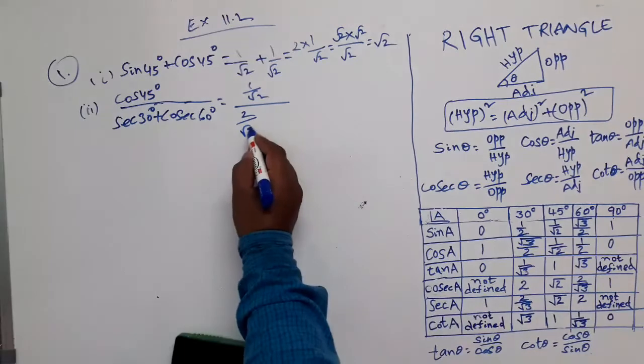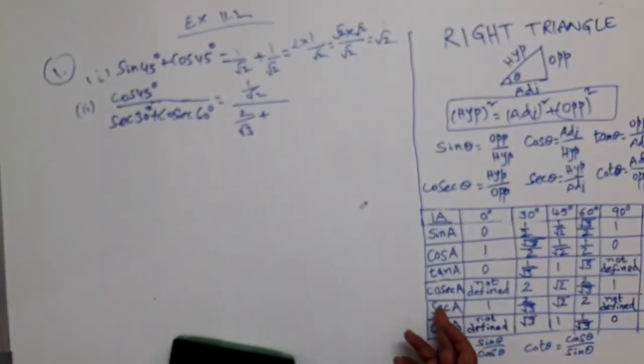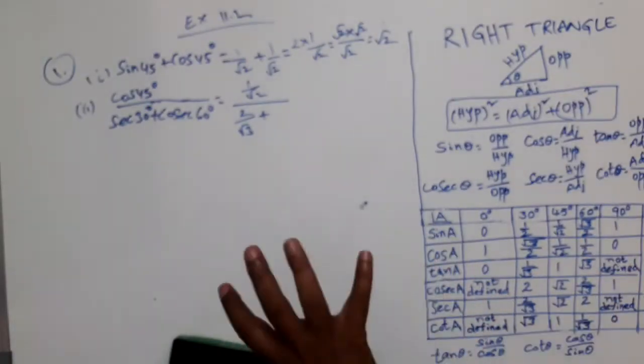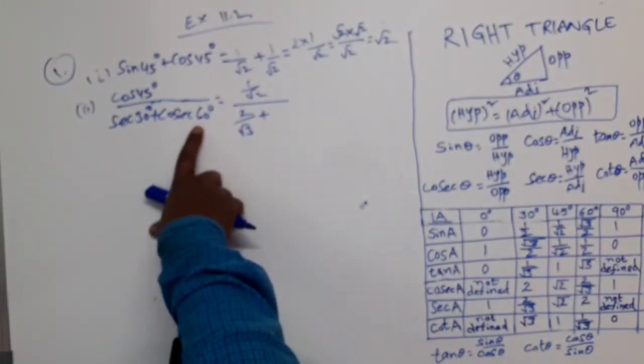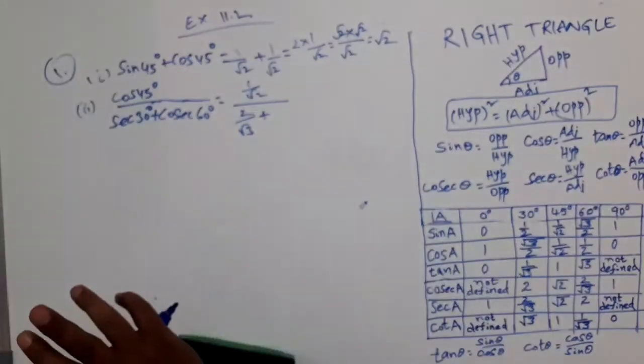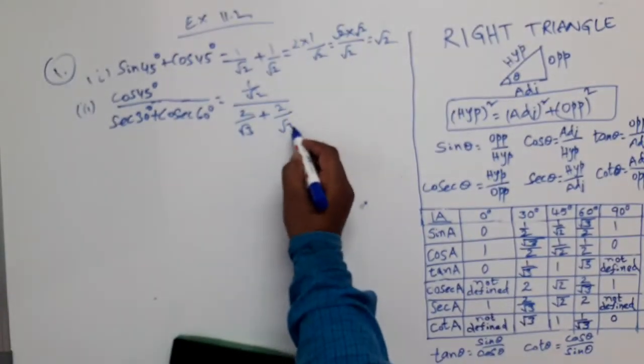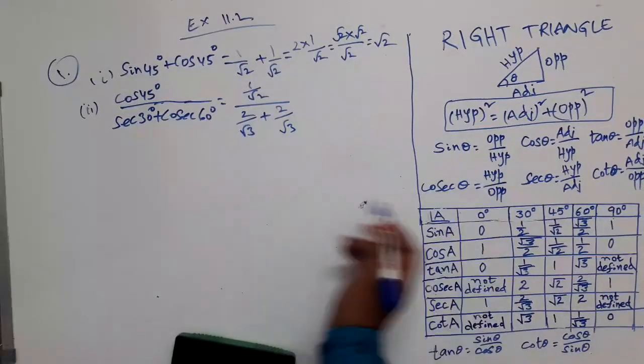Cos 45 degrees is 1 by root 2, divided by secant 30 degrees, just now we have seen 2 by root 3, plus cosecant 60 degrees. Cosec 60 degrees, what is it? 2 by root 3. How will you remember? I will tell you how I have remembered. Cosecant is the reciprocal of sin. Sin 60 degrees is root 3 by 2, and the reciprocal of that is cosecant 60, 2 by root 3. I will write like this without looking at the table.